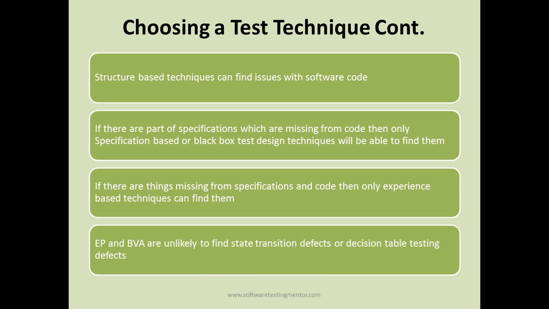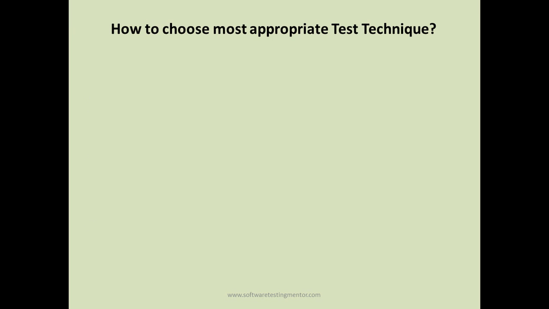Then equivalence partitioning and boundary value analysis are unlikely to find state transition defects or decision table defects. So one technique will be able to find a specific type of defect. State transition defects or decision table testing defects will be different as compared to defects found by equivalence partitioning and boundary value analysis. So that is why we need to do a mix and match of different test techniques once we start software testing in the software testing lifecycle.